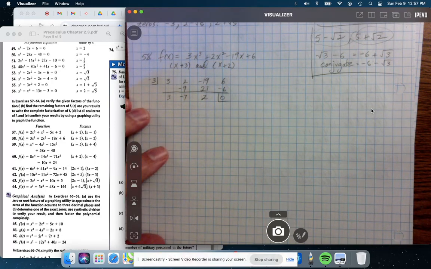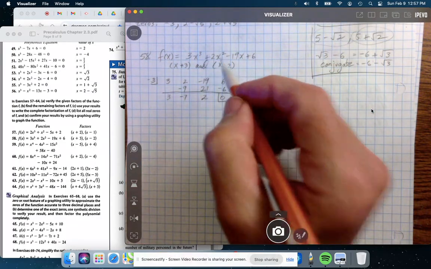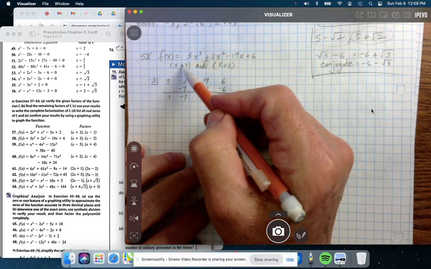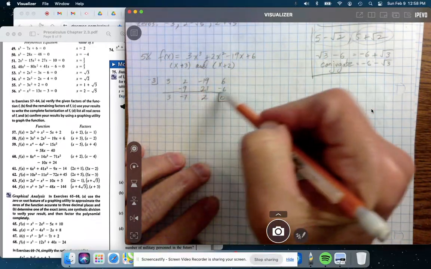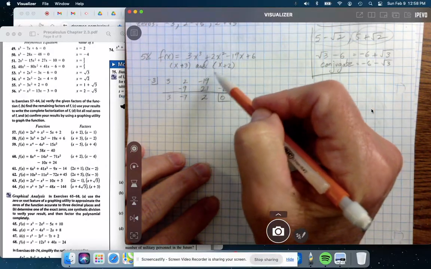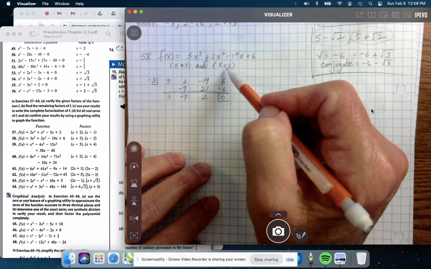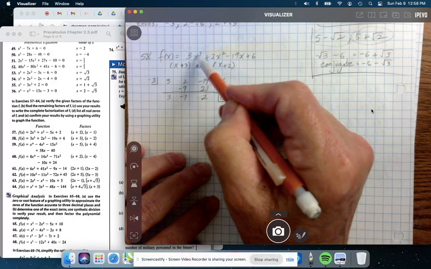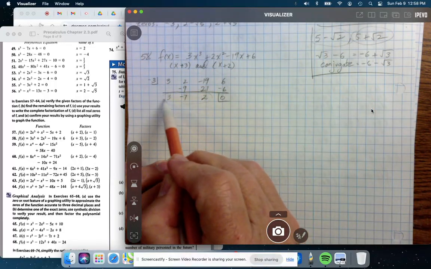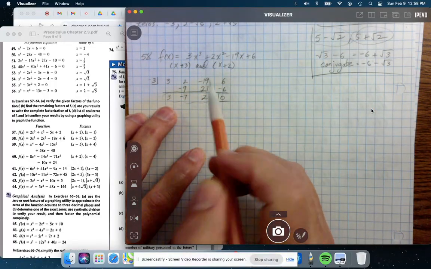All right, now I confirmed that x plus 3 was a factor by doing this. Now I need to confirm that x plus 2 is a factor. But I'm not going to divide x plus 2 into this whole thing. I'm going to divide x plus 2 into this, which is also a factor, right?